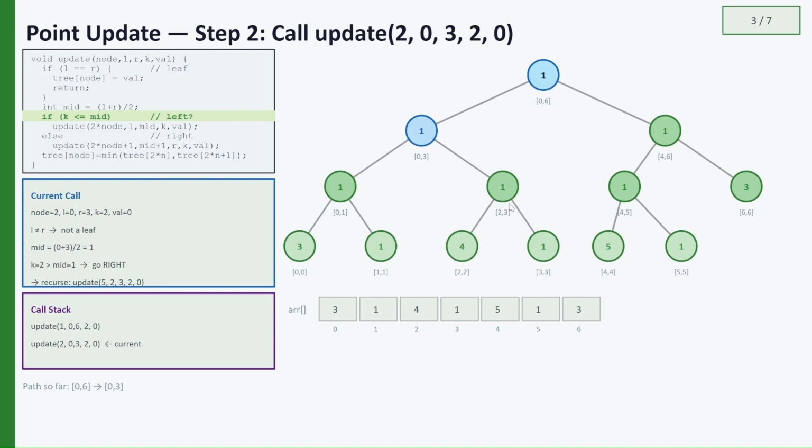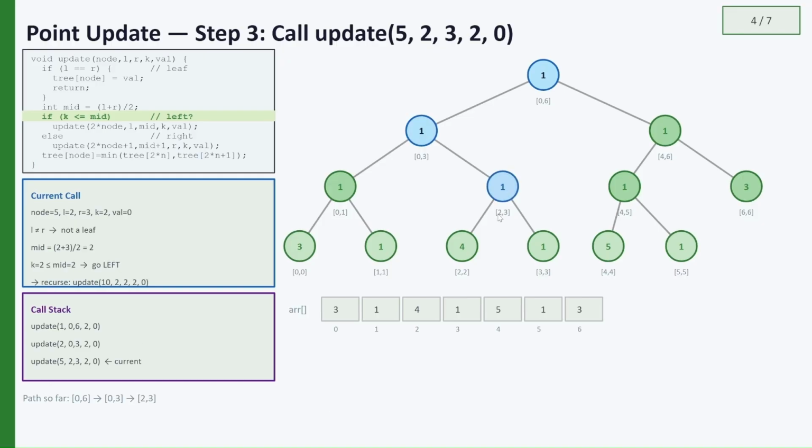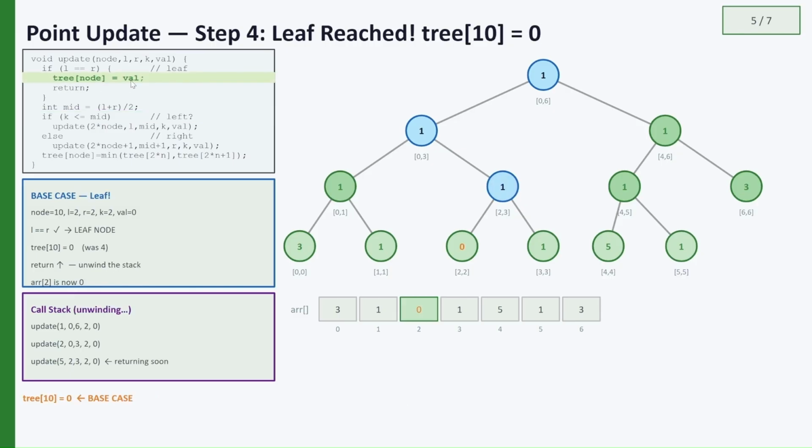to 3. Notice the call stack growing. We're building up frames we'll need to unwind later. At node 5, range 2 to 3, mid is 2. Our index 2 equals mid exactly, so we go left into node 10. Node 10 covers 2 to 2, which is a single element, and since left is equal to right, we'll be hitting the base case. We set that tree node to our value, which is 0. Look at the second index here. We have successfully changed it to 0.